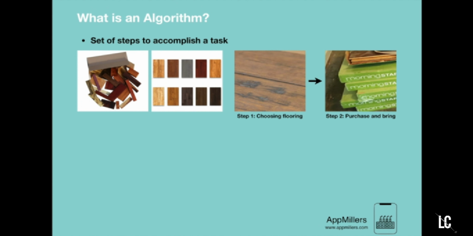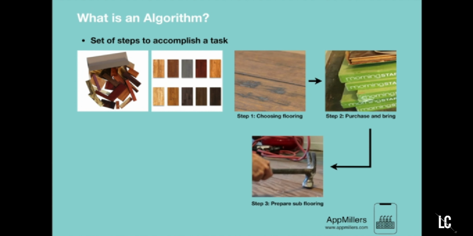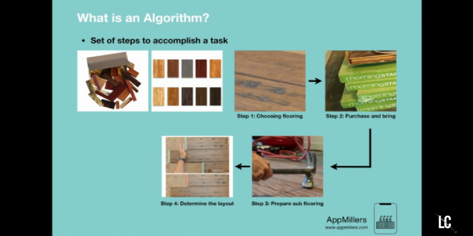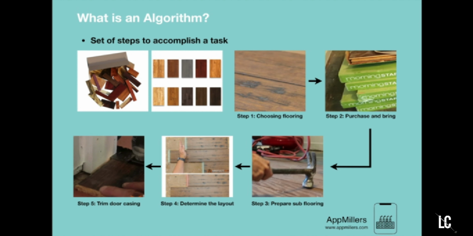And the next step is to prepare the subflooring. And the next thing that you need to do is determine the layout of the flooring in the space. Finally, we trim the door casing and our floor is ready. So as you see, we have completed a set of steps to accomplish our task of flooring.